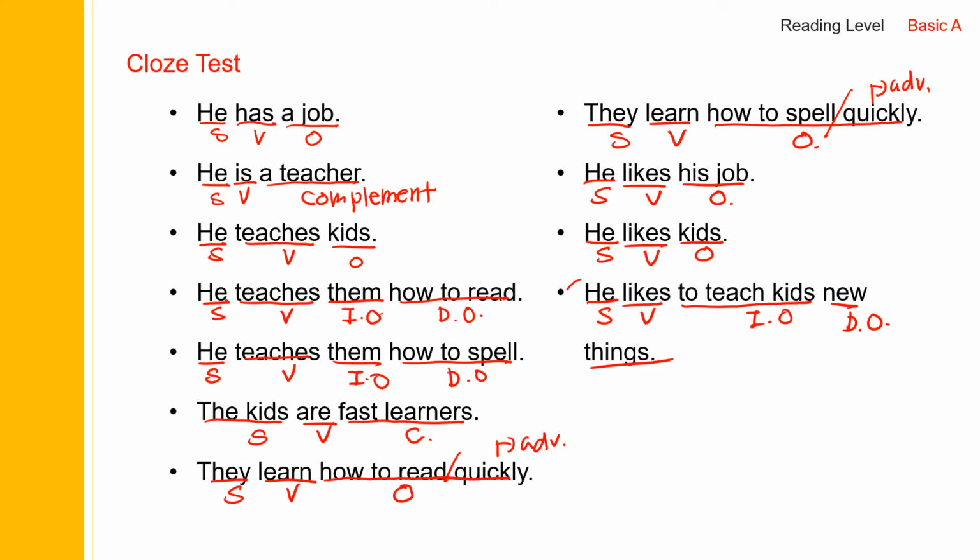So let's go just back to the sentences and then read them one more time. He has a job. He's a teacher. He teaches kids. He teaches them how to read. He teaches them how to spell. The kids are fast learners. They learn how to read quickly. They learn how to spell quickly. He likes his job. He likes kids. He likes to teach kids new things.